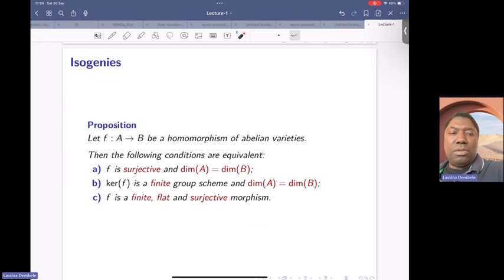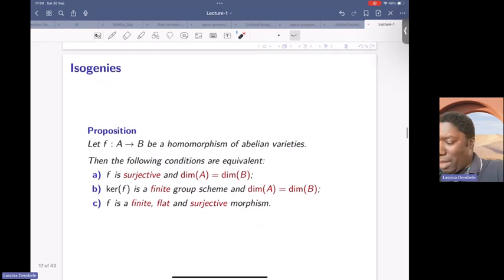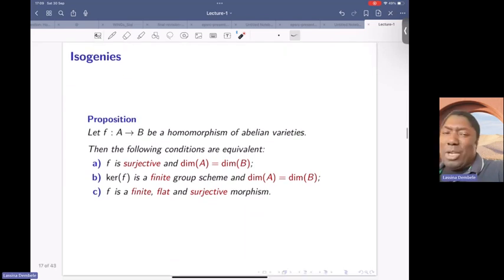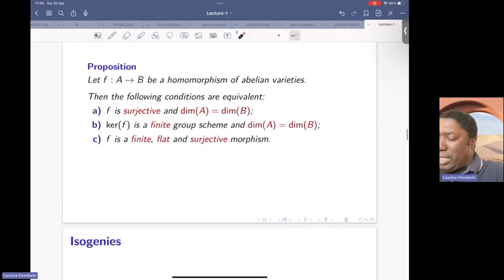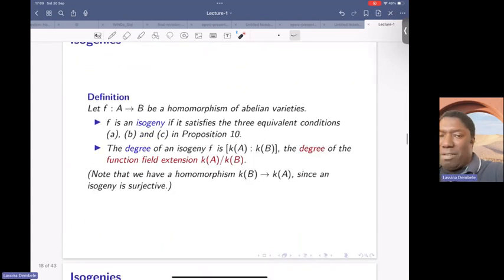So again, those of you who are familiar with algebraic geometry would see immediately that these three conditions are indeed equivalent. If not, then again, you would have to accept this as a black box. And now using these three equivalent conditions, you can define what it means for a map to be an isogeny. So the definition would be the following.